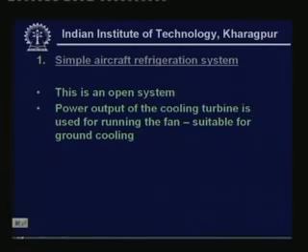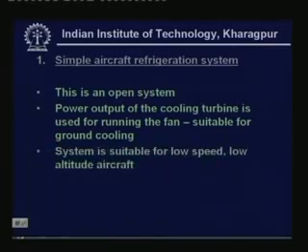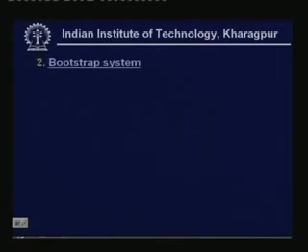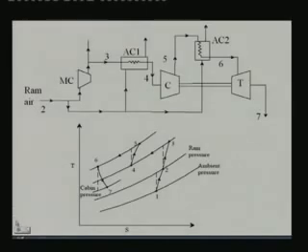Okay, so this system is generally suitable for ground cooling, and it is suitable for low speed, low altitude aircraft. Okay, so simple systems are used for low speed and low altitude aircraft. The second system is what is known as a bootstrap system. Let me very quickly explain the bootstrap system.